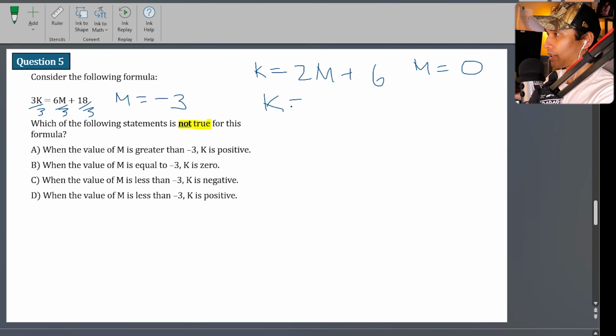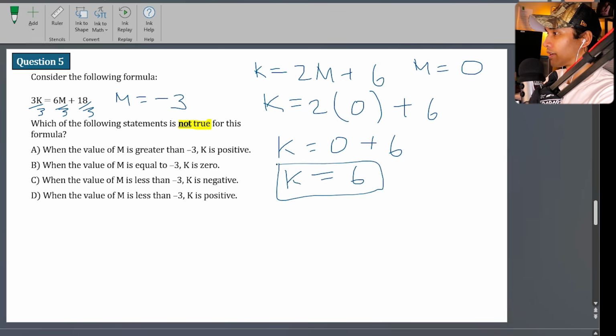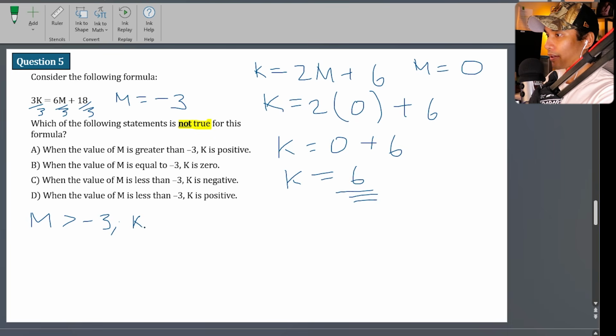So k equals 2 times 0 plus 6. K equals 0 plus 6. Then we get k equals 6. And that's a positive value. Okay? And I'm not going to box that up. That's a positive value. So when we have m values that are greater than negative 3, we get k values that are positive. Okay? That's one of our rules.